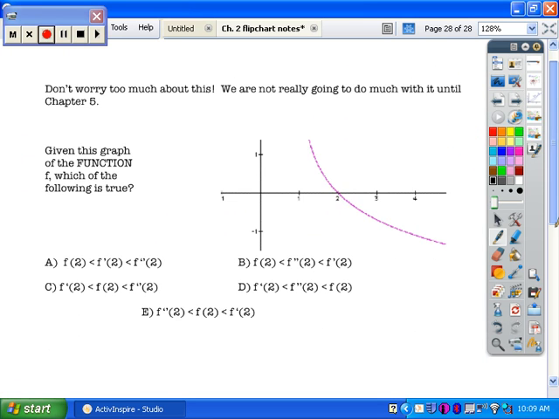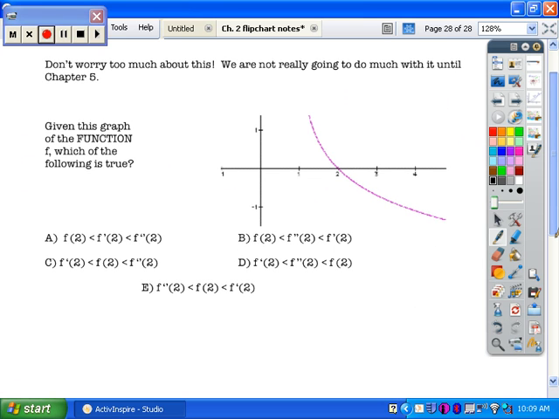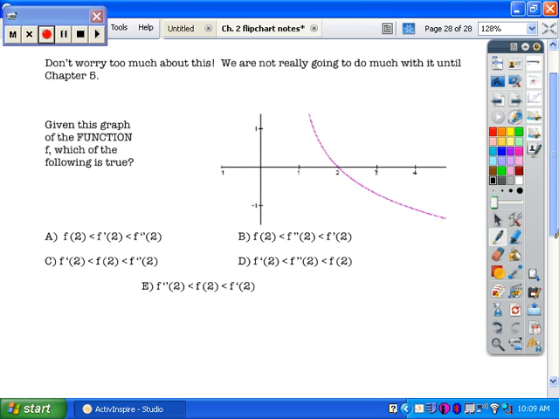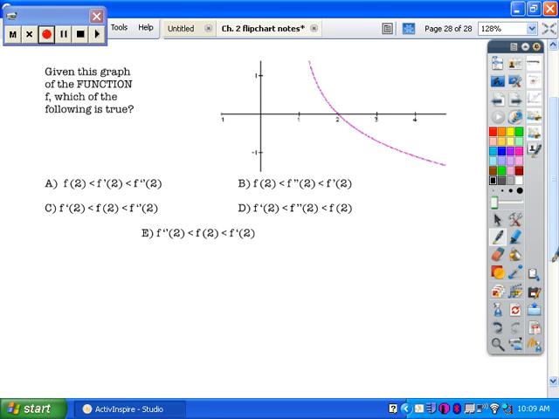The last one that we have says, given this graph, which of the following is true? So here's a graph of a function, and this is actually an AP problem that was on a multiple choice exam in the past. They're just asking you to say which one is true. So what we need to do is examine the function at 2. We need to look at the functional value, the derivative, and the first and the second derivative values.